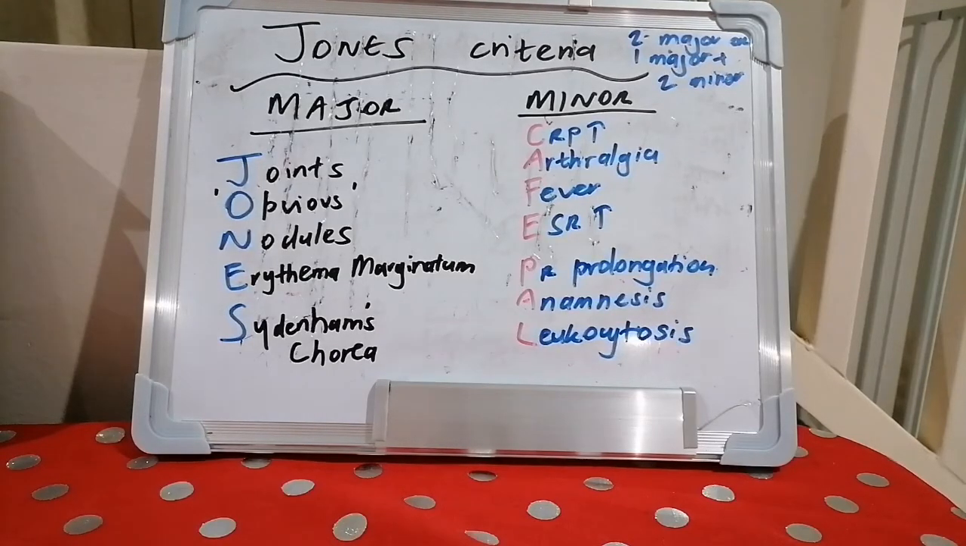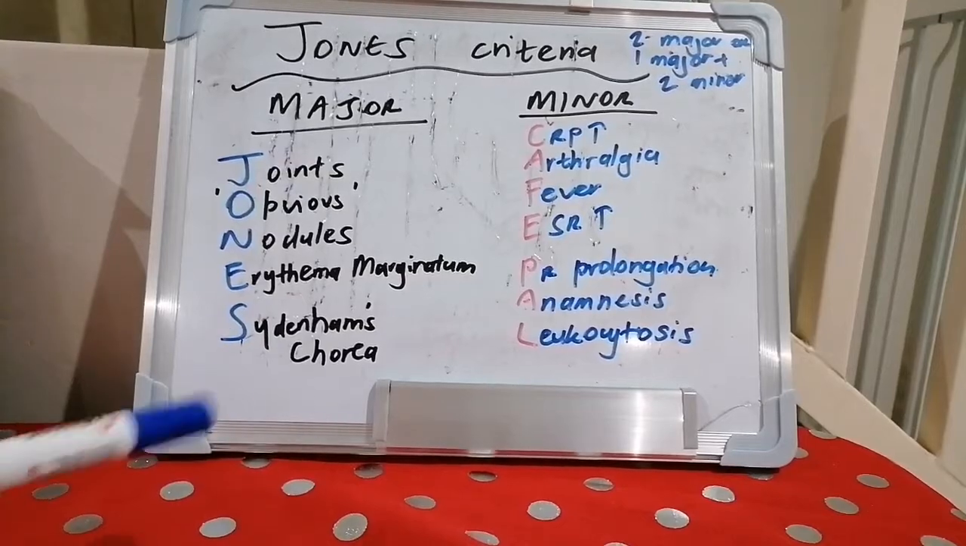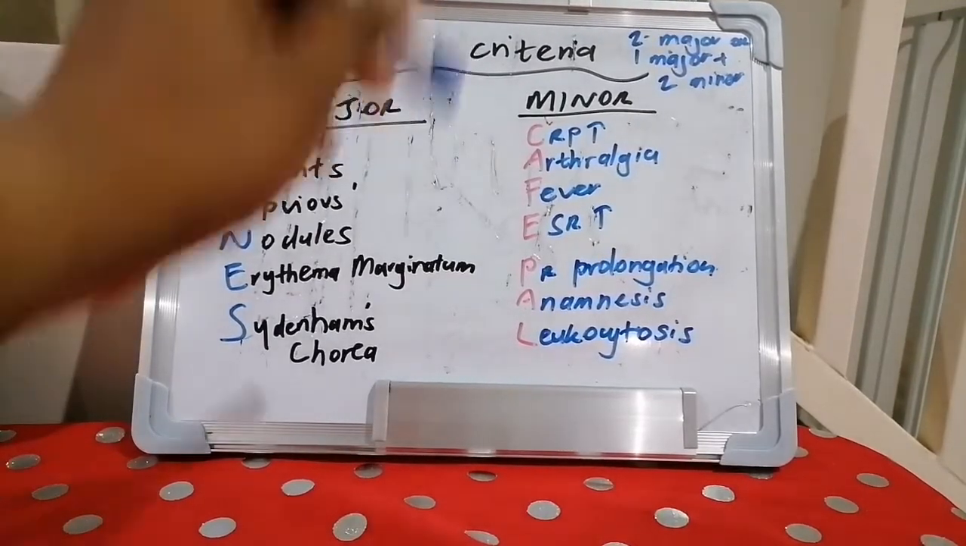So there you have it, guys. Acute rheumatic fever, diagnostic criteria, Jones criteria. The mnemonic is Jones CAFE PAL.